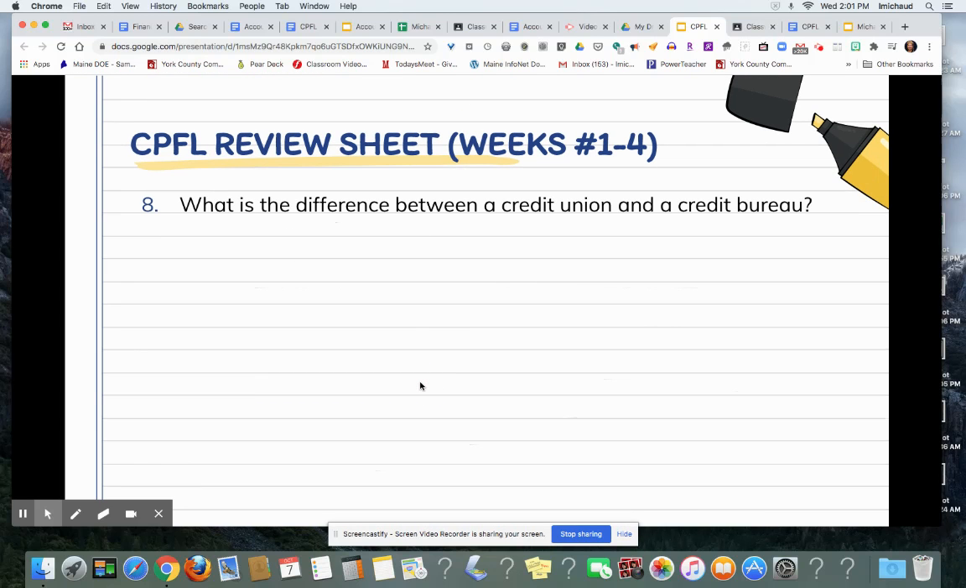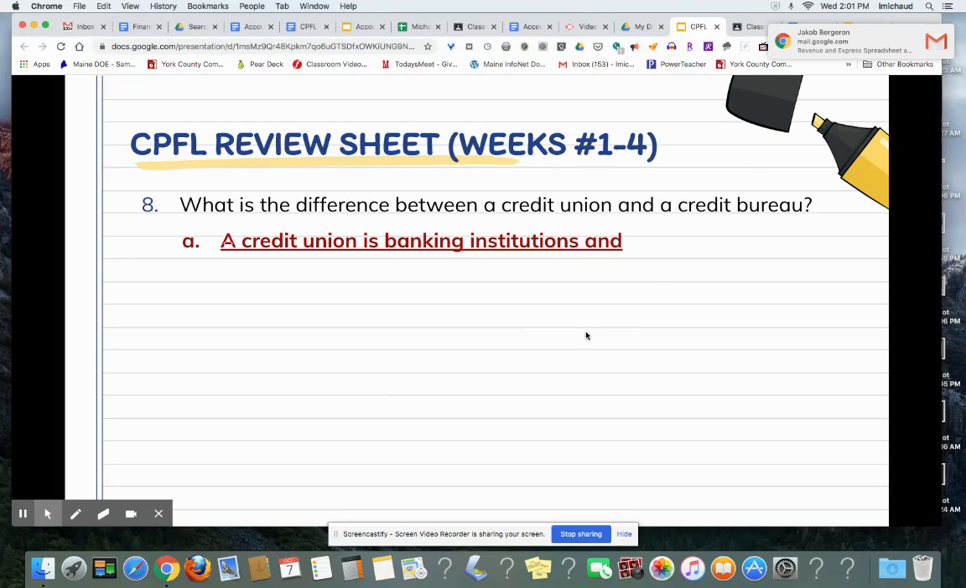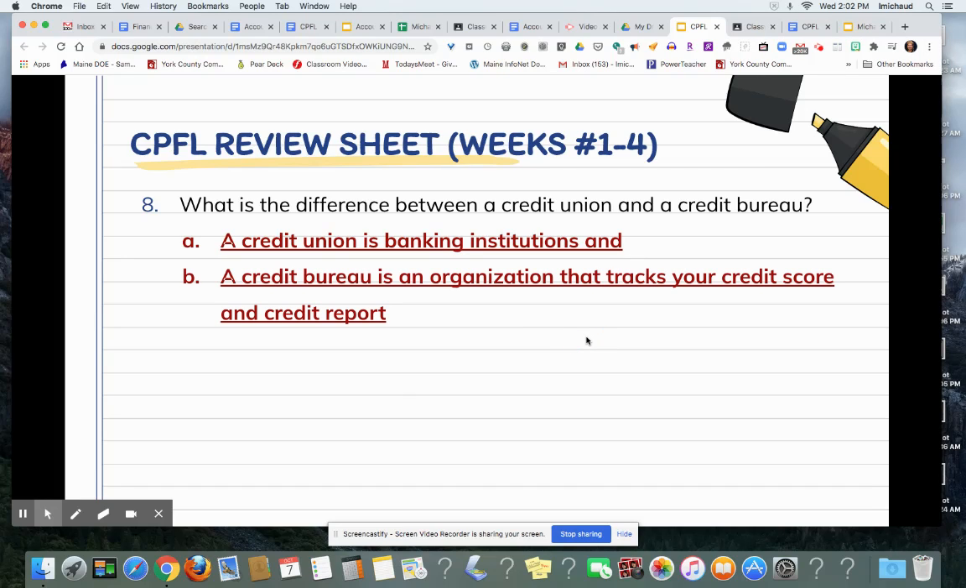Question 8. What is the difference between a credit union and a credit bureau? A credit union is a banking institute, like York County Federal Credit Union. And a credit bureau is an organization that tracks your credit score and gives you a credit report, like Experian, TransUnion, and Equifax.